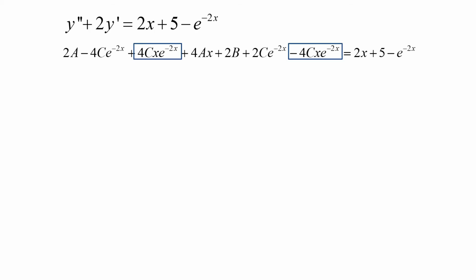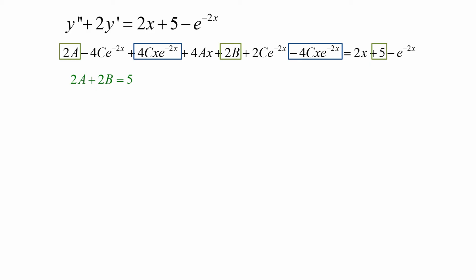So let's start with our x e to the -2x terms. On the left-hand side, we have 4c minus 4c. And on the right-hand side, we don't have one. So we get 4c minus 4c equals 0, which is true. If we go to our constant terms, we have 2a plus 2b on the left, and we have 5 on the right. So 2a plus 2b has to equal 5.